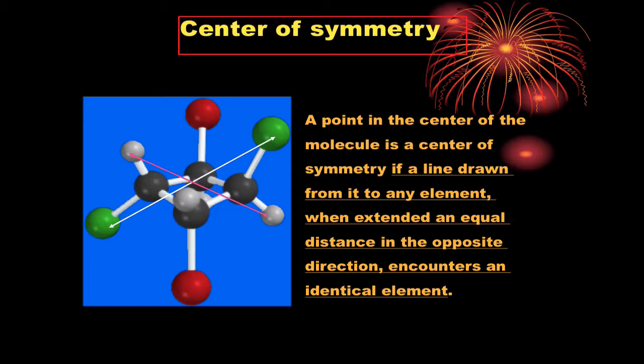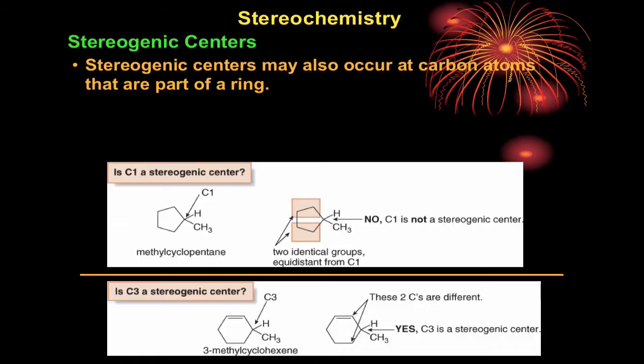Okay? So if we have molecules with centers of symmetry or with planes of symmetry, mirror planes, we can't be chiral, right? So let's look at an example. If we look at methyl cyclopentane, carbon number 1, is that a stereogenic center? It's obviously not because it says so, right? But why isn't it?